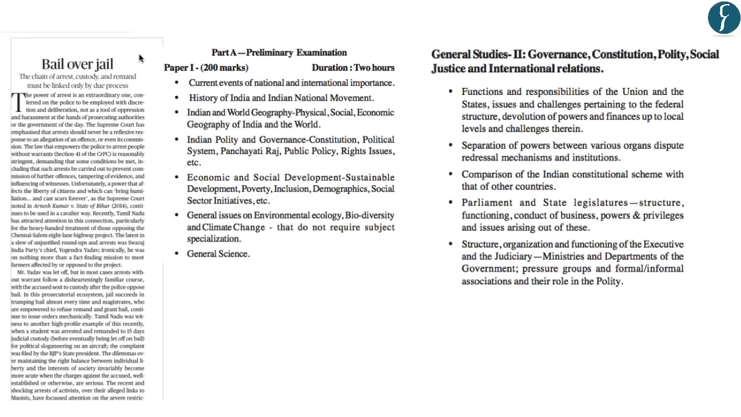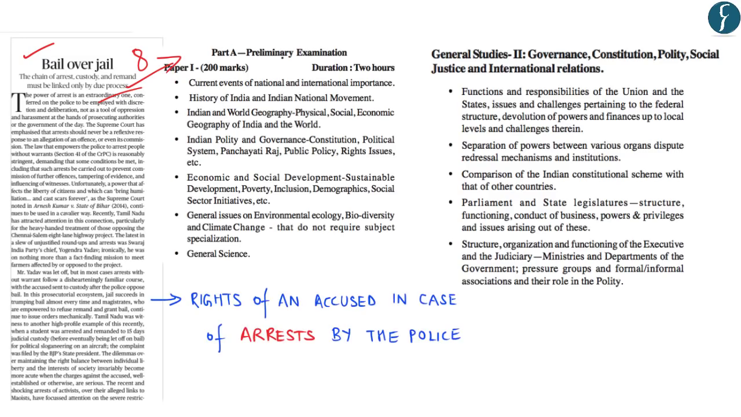The next news appears on page number 8 in the editorial section. It says, bail over jail. The chain of arrest, custody and remand must be linked only by due process. Now this particular editorial is with respect to rights of an accused in case of arrest by the police. This topic under your prelims examination forms a part of rights issue under Indian polity and governance, and in the mains gets covered under GS paper 2.